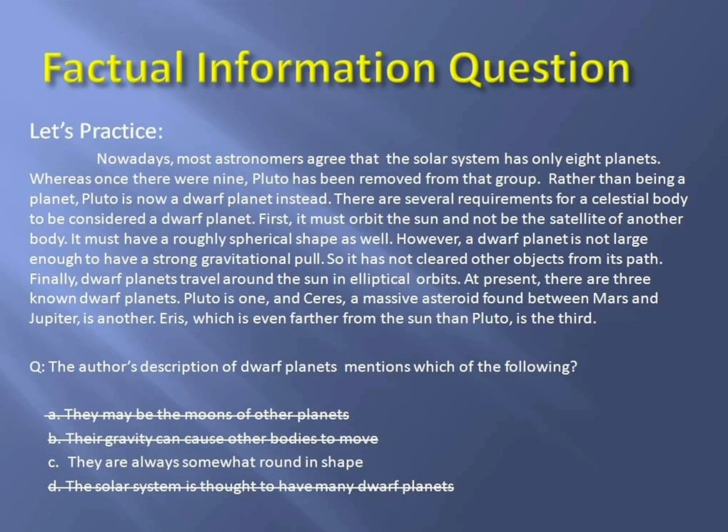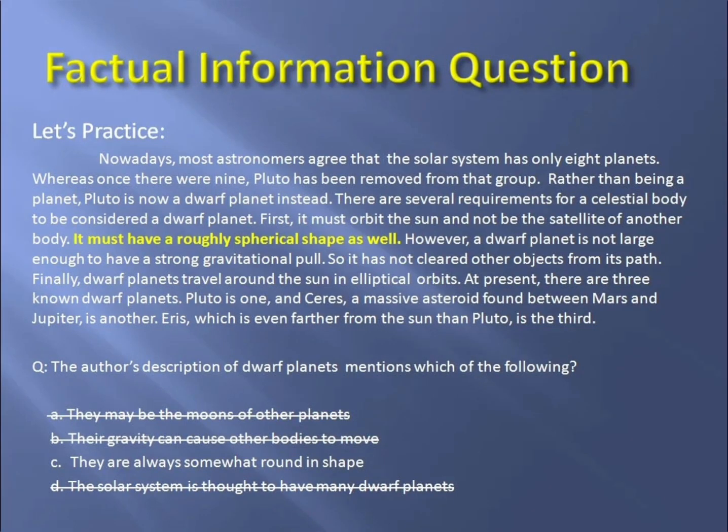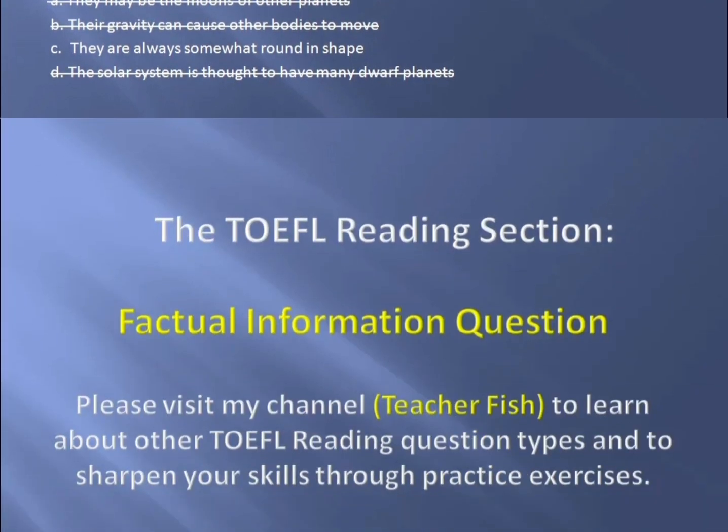Look at this part of the paragraph again. It mentions that it must have roughly a spherical shape, and as we all know, a sphere is almost a circle, and the statement in C says somewhat round in shape. So this answer choice is correct.